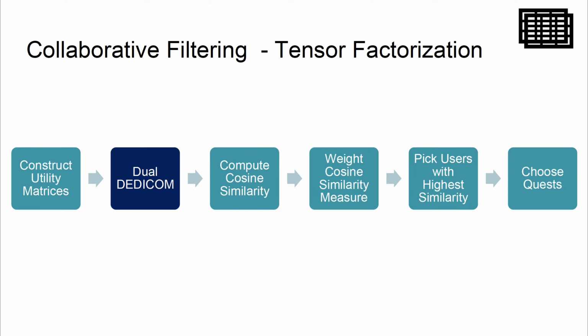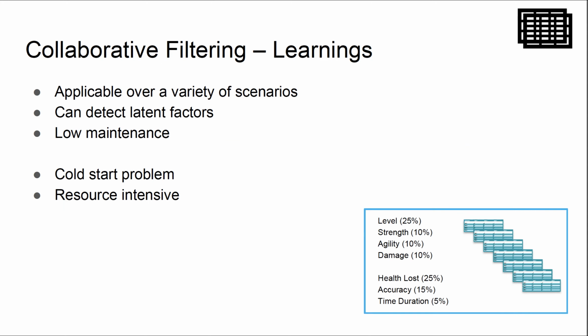So the good thing about collaborative filtering is that it's applicable to a variety of scenarios. I gave you two examples, and if you get your data right, you can probably use that for pretty much anything that can be translated over to a recommendation system. It can detect latent factors that we completely would have missed in our content-based algorithm, and it's low maintenance.